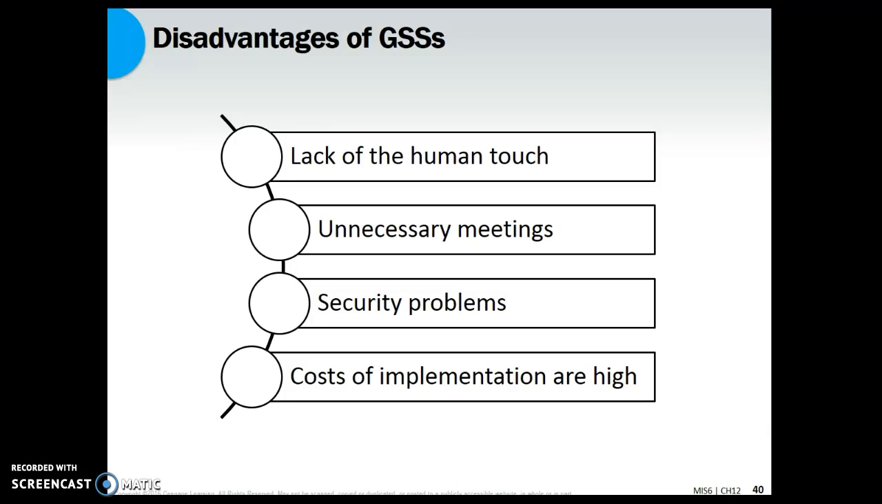Some disadvantages are, of course, a lack of a human touch. You'll see a face, but not necessarily be able to be in the same room. There's security that may be a problem. You could run into unnecessary meetings, overscheduling meetings that aren't really needed. And the implementation costs can be expensive for web conferencing and group tools like that.